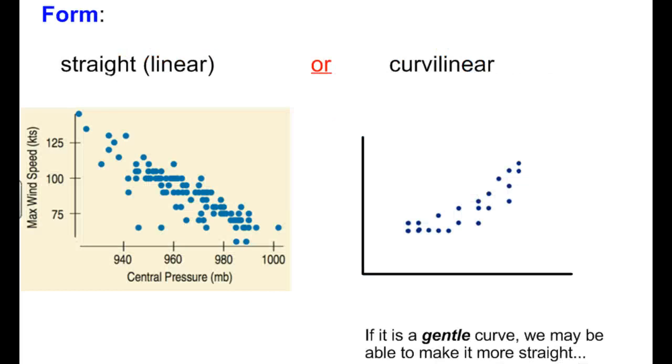Next is the form of a scatter plot. There are basically two types of forms that you will see in this chapter. One is a linear pattern, where it's going to be a straight line, either in a positive or negative direction, or curvilinear. With curvilinear, you might see an obvious curve to the data, and it might be exponential, or quadratic. But if it's a gentle curve, in stats we tend to re-express the data to make that straight. You don't really do that in psychology.